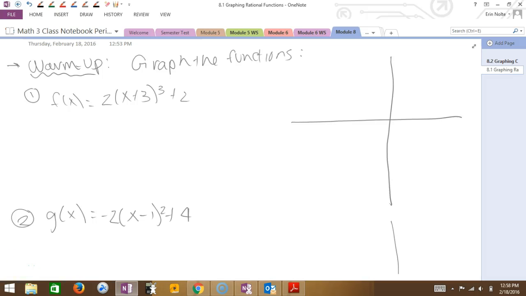All right. So this is obviously something that we've done before, right? It's just graphing quadratic functions. And so the first one, we just have to take it piece by piece and we go, okay, what are our translations?